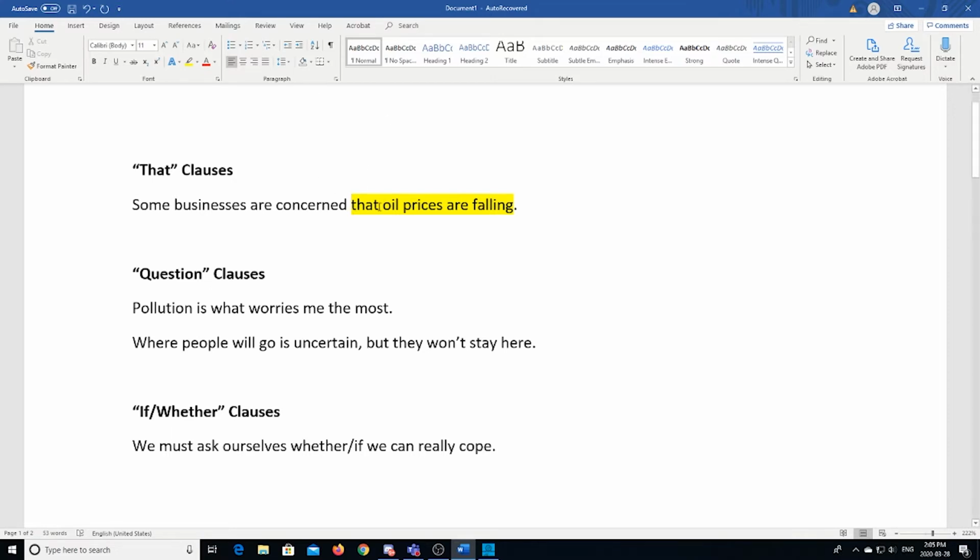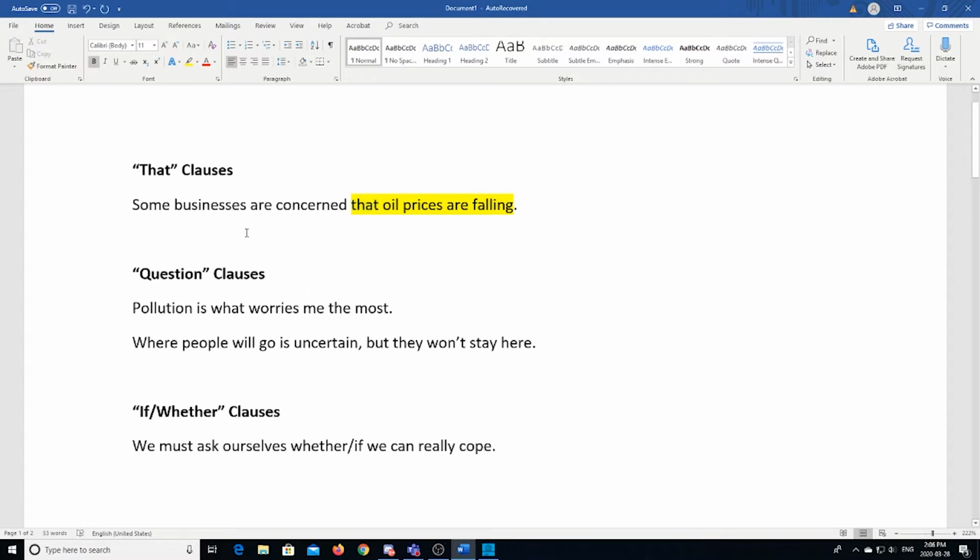So when you have that clauses, it generally follows verbs or adjectives that describe thoughts or opinions or beliefs. It also can follow reporting verbs, like the ones that you would use when you're giving a quote or a paraphrase from someone. So that is the general time you would use this type of clause, and you would transition into the clause by using the word that, but you can also omit the word that and it would still be fine. So you could just say, some businesses are concerned oil prices are falling. You don't need to include that, but it does make it more clear sometimes. So that's a stylistic choice.